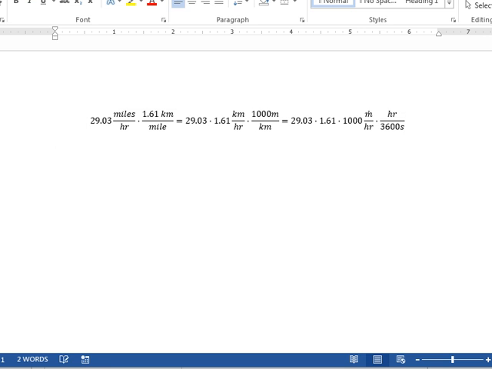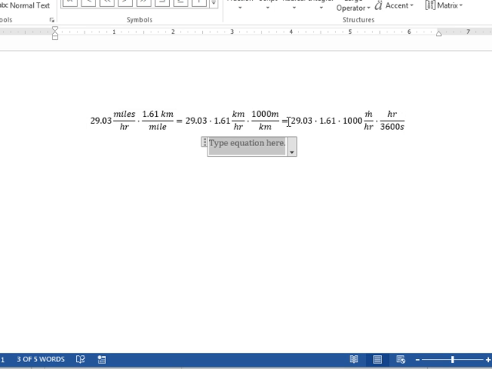I'm just going to put everything in, I'm not doing any of the math: 29.03 times 1.61 times 1,000 divided by 3,600, right? And this gets us to meters per second. So that's how you do problem number 4.